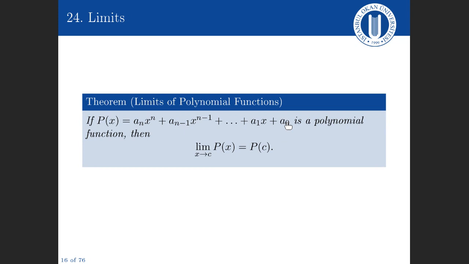Anytime we have a polynomial function and we want to calculate the limit as x tends to c, all we need to do is put c into the function. The limit as x tends to c of p of x is always equal to p of c.